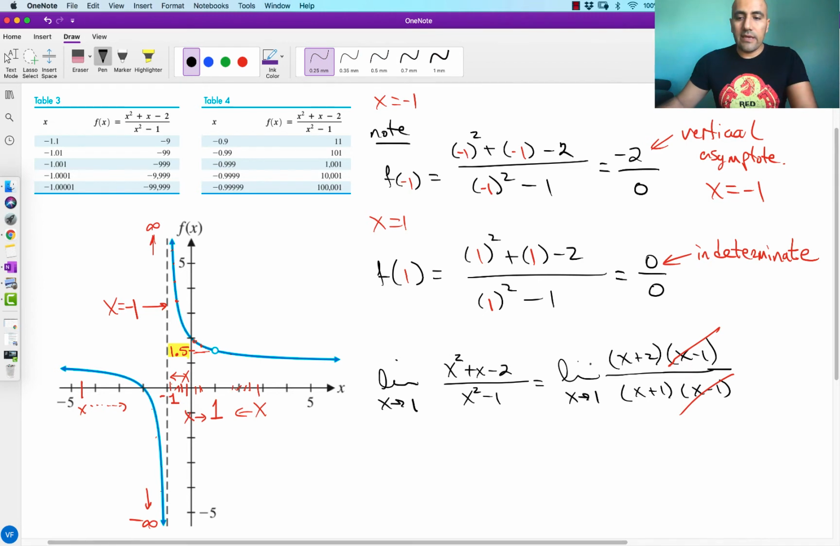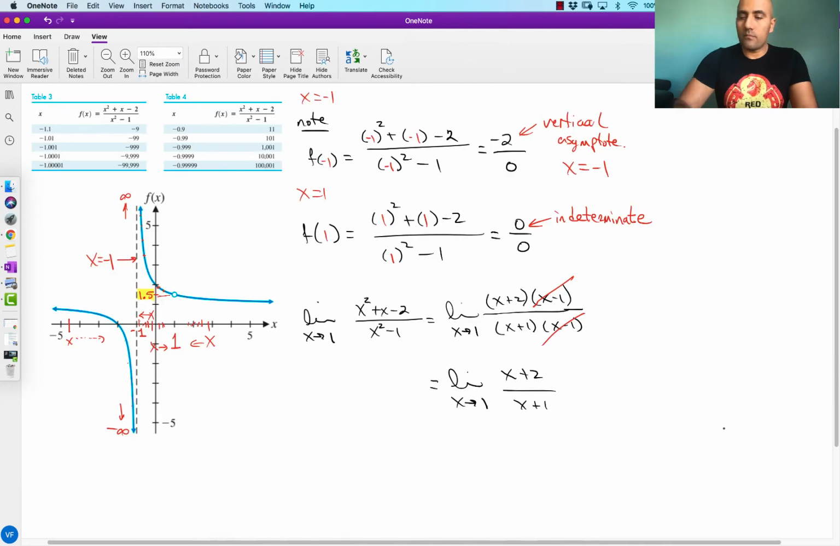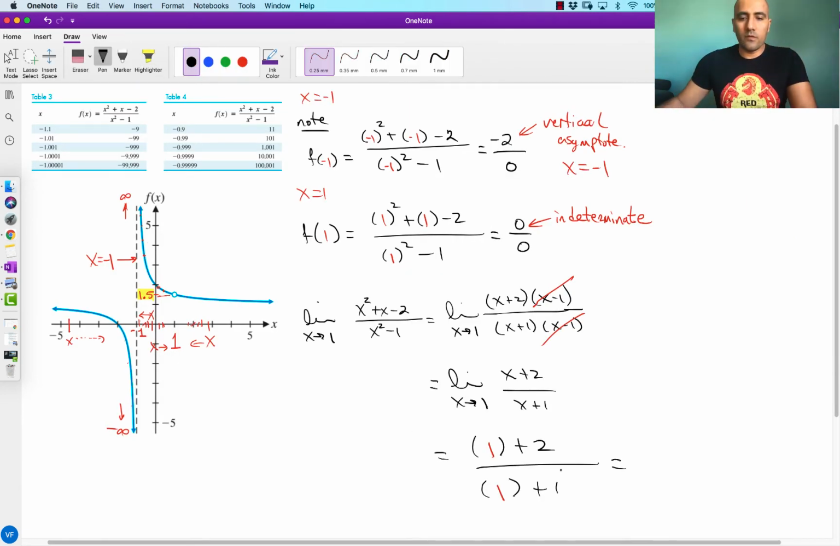And what we're left with is the limit of this, which is equal to the limit as x approaches 1 of x plus 2 over x plus 1. So now we can just evaluate this and say that this is equal to 1 plus 2 over 1 plus 1, which gives me 3 over 2, which equals 1.5. So you see that this is the algebraic way of getting the same answer we got from using the table form on our calculator.